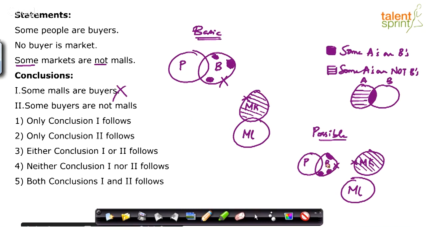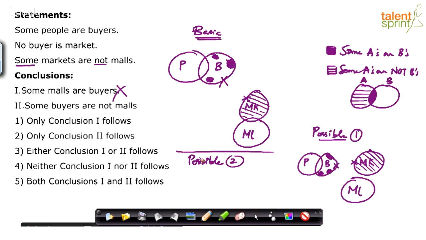Getting it? So "some buyers are not malls" satisfies the basic diagram and satisfies the possible diagram. But again, is it true? No, you have to ensure that it satisfies all the possible diagrams. So possible diagram 1, it satisfies. Let me draw a possible diagram 2. Let me draw another diagram for this one and see if it satisfies or not.